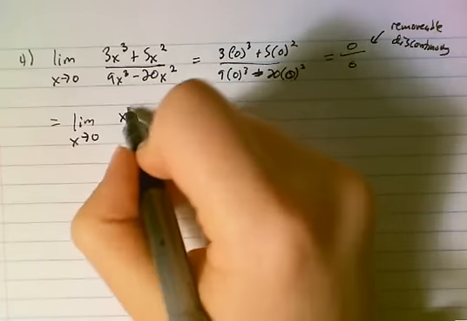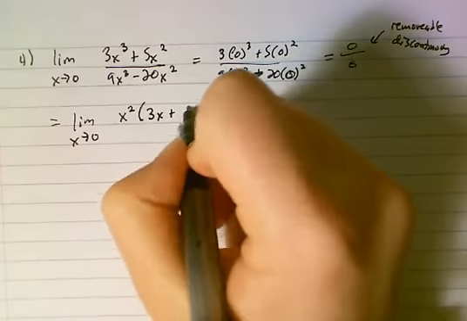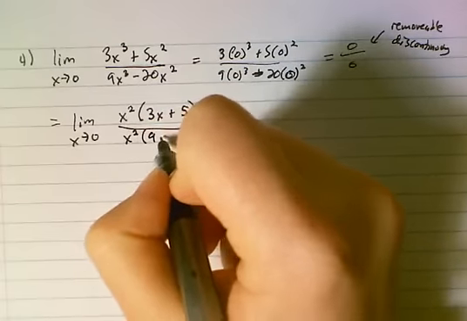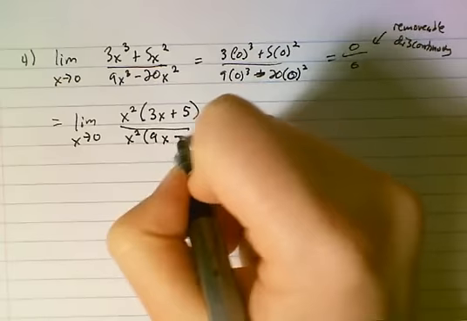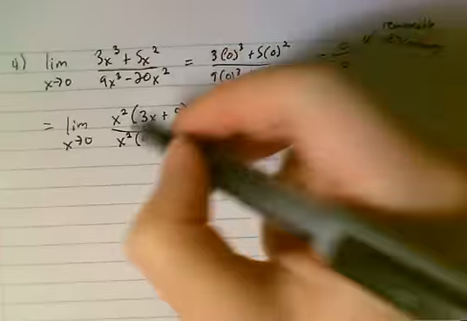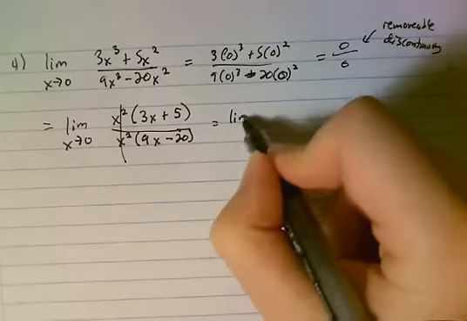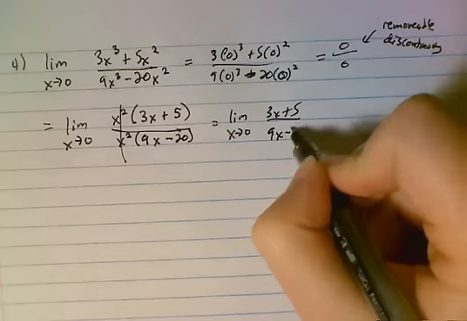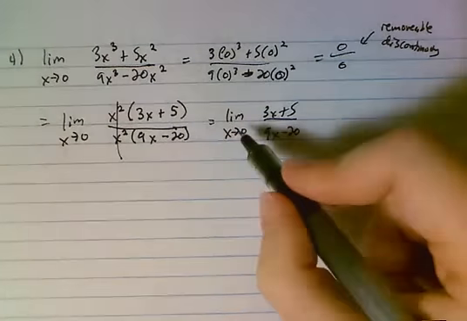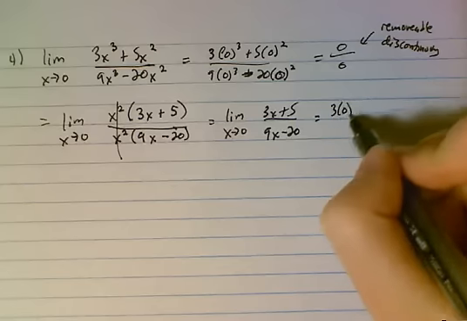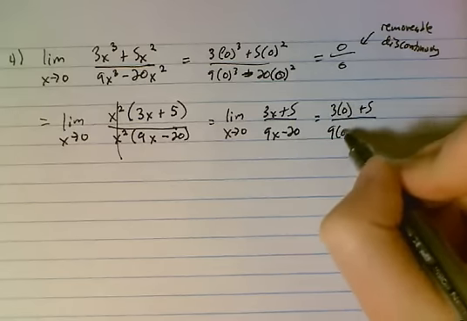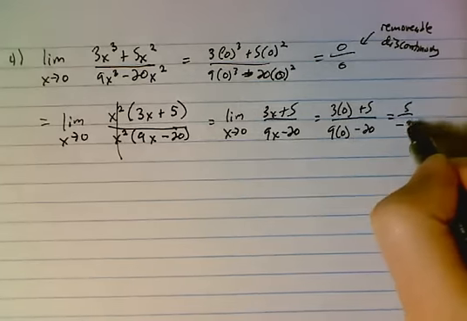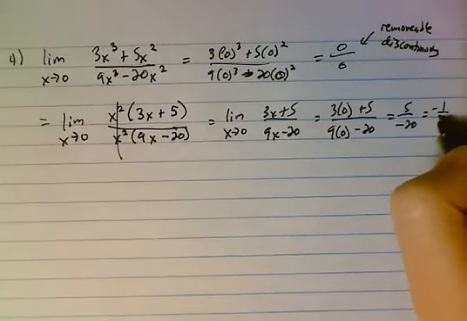So I can factor out an x squared. That leaves me with 3x plus 5. I can factor out an x squared here, which leaves me with 9x minus 20. These cancel out, so this is the limit as x approaches 0 of 3x plus 5 over 9x minus 20. Now when I substitute that 0 in, it's not such a big deal. 3 times 0 plus 5 over 9 times 0 minus 20. Those subtract to be 0, so we just have 5 over negative 20, or negative 1/4.